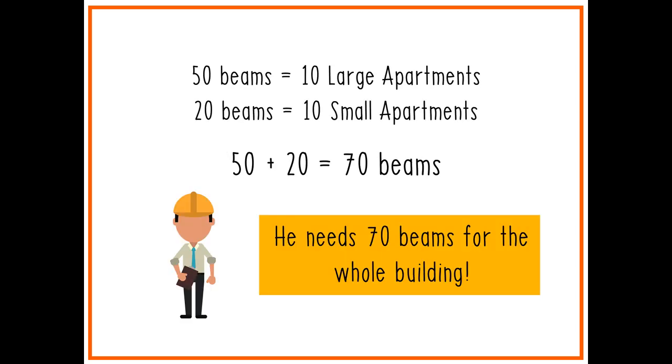Clark figures out that for 10 small apartments, he needs 20 beams, and for 10 large apartments, he needs 50 beams. He adds these numbers together and learns that they need 70 beams for the whole building. 50 plus 20 is 70.